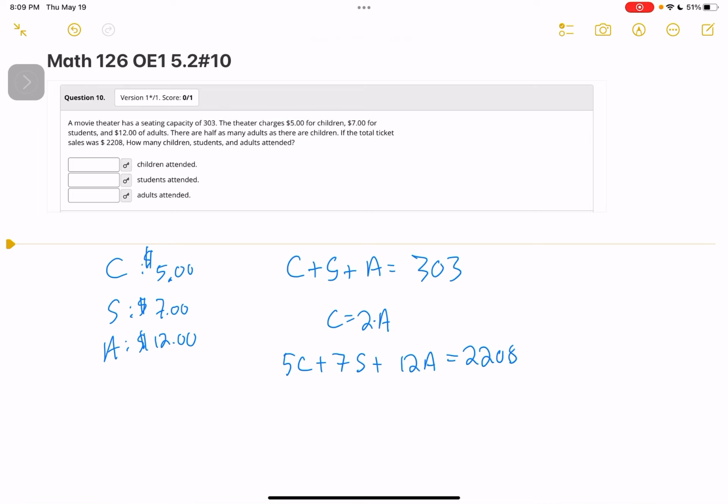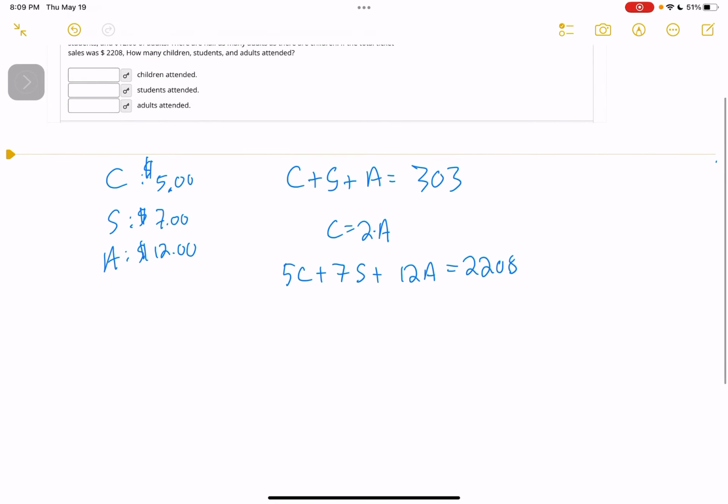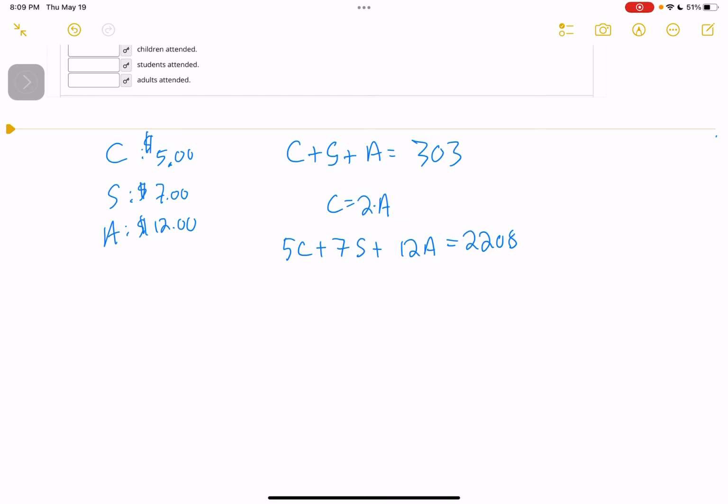So $5 per child times the number of children, plus $7 per student times the number of students, plus $12 per adult times the number of adults is $2,208. So we have three equations, three unknowns. We can solve this. And if you think this looks familiar, it sure does, because it's a lot like the last three problems we did.